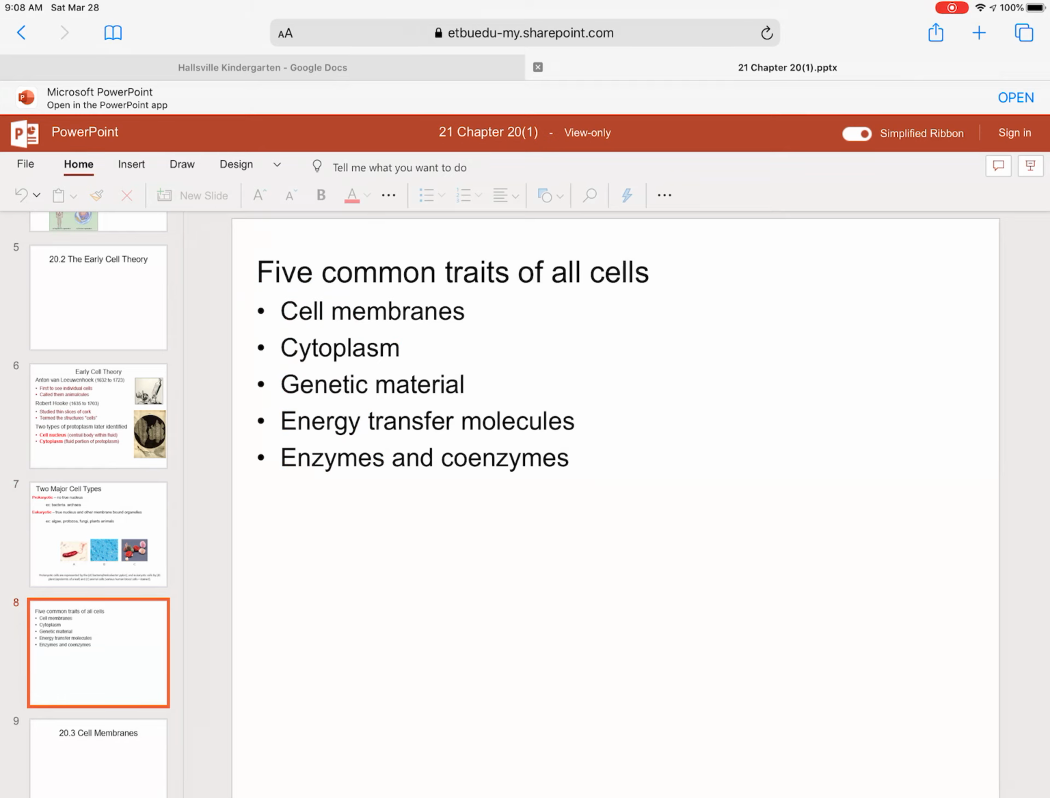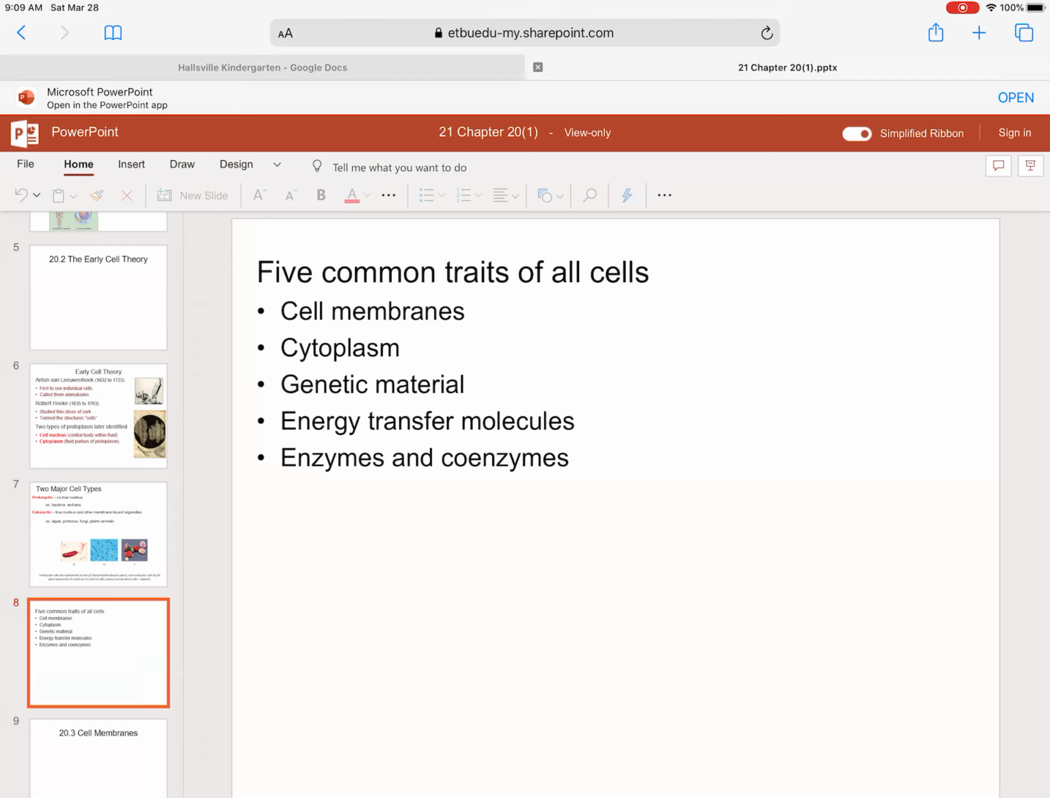Now, all cells, no matter what, have 5 common traits. So it's not the nucleus, because we said that some of them will have it and some of them will not. But the first common trait is that they're all contained within a cell membrane. All the material, all the matter, is contained with a cell membrane.